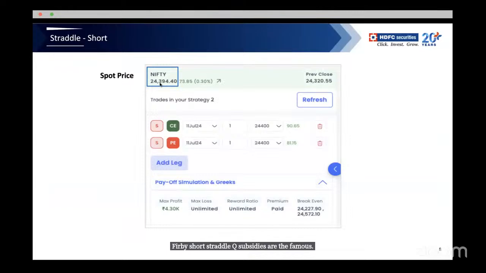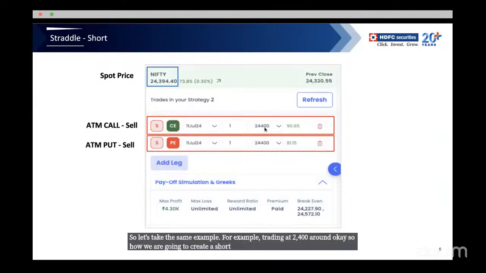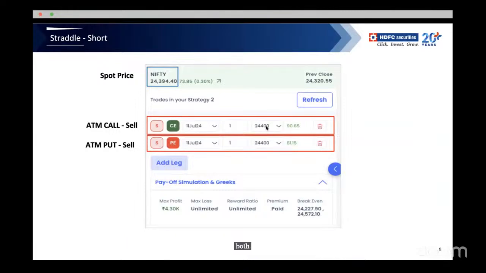So let's take the same example. Nifty is, for example, trading at around 24,400. Okay, so how are we going to create a short straddle? We are going to short both ATM call and put, that is the 24,400 call and put. Now as you can see, the max profit is 4.30k and the max loss is unlimited.